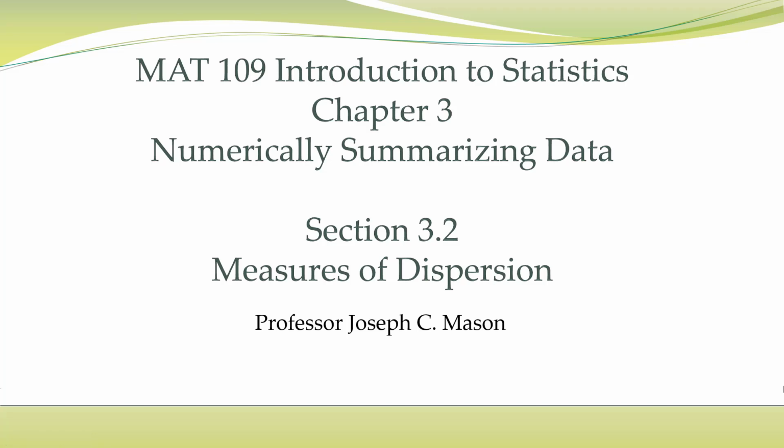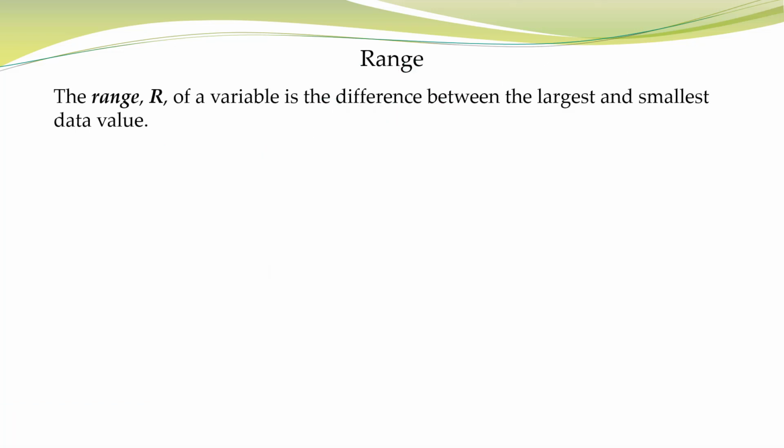Introduction to Statistics, Chapter 3, Numerically Summarizing Data, Section 3.2, Measures of Dispersion. The range, abbreviated with a capital R, of a variable is the difference between the largest and smallest data value.